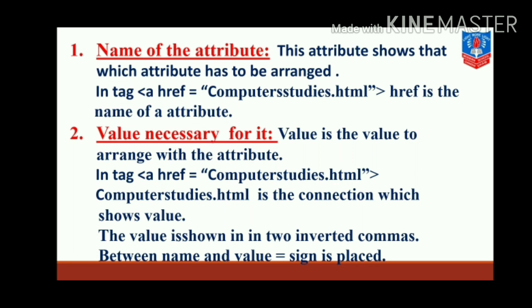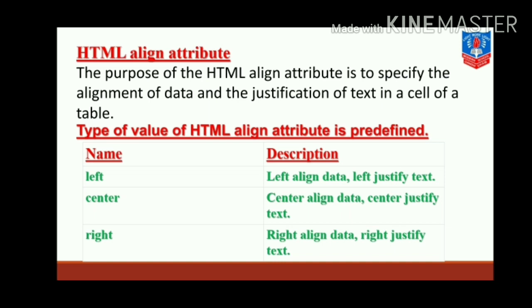Second, we see the value necessary with href. Value is the value to be assigned to the attribute. In the tag, a href equals computerstudies.html, so here the value of href is computerstudies.html, the link. The value is shown in two inverted commas, and between name and value the equals to sign is placed. Understood, children?